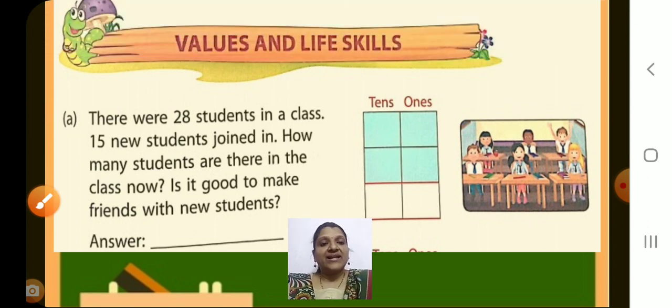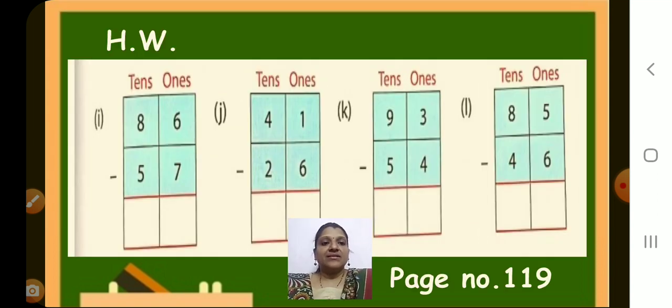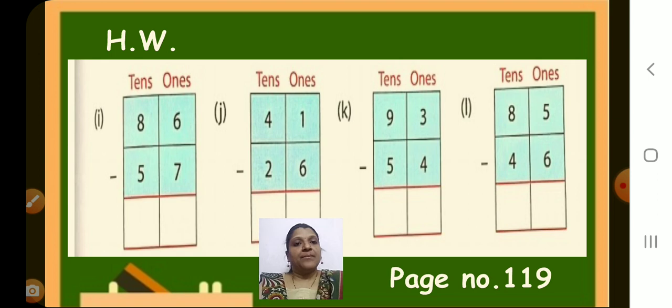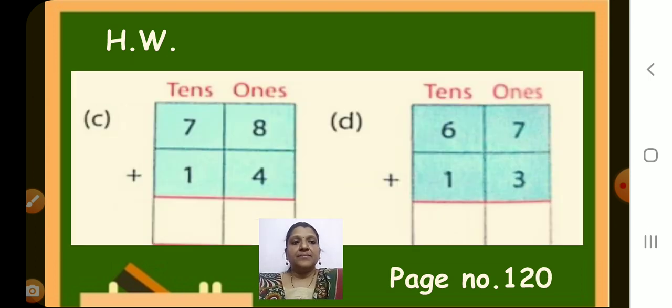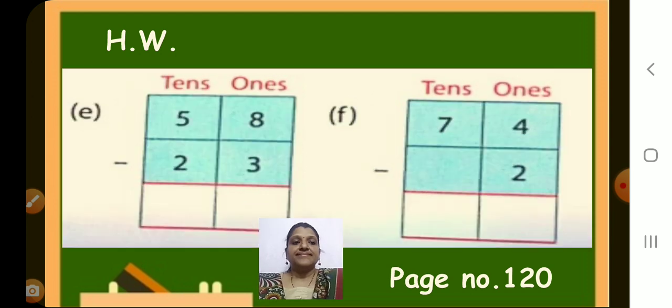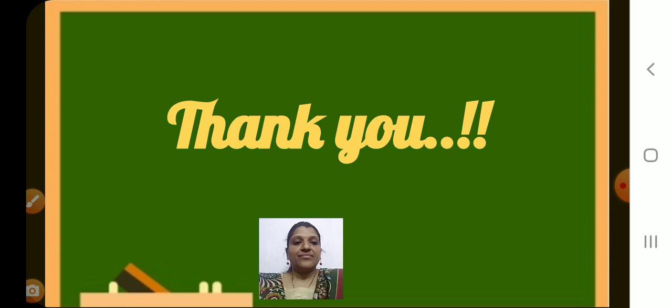You can write down these examples in your textbook, and these are few more examples for your homework. You can find this out in your textbook at page number 119, 120 and 121. So we have completed chapter addition and subtraction over here.